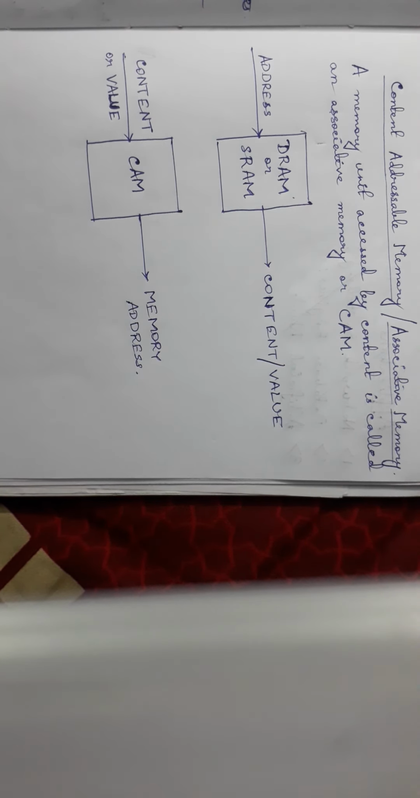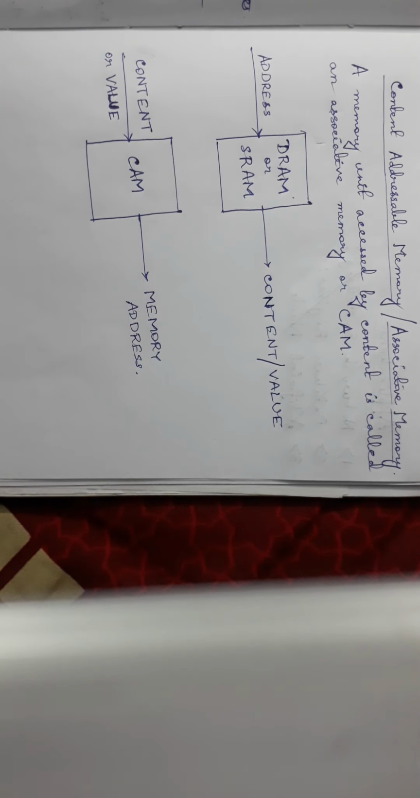That means when the user supplies a data word, the associative memory or CAM searches its entire memory, and if the data word is found, it returns the list of addresses where the data word was located.